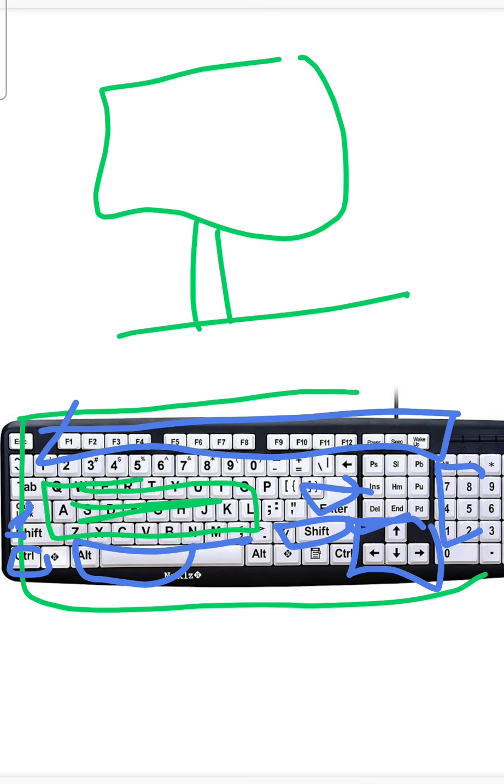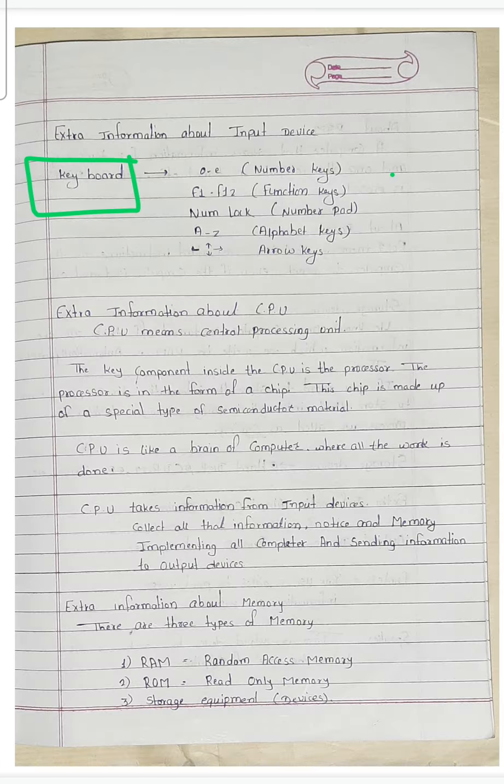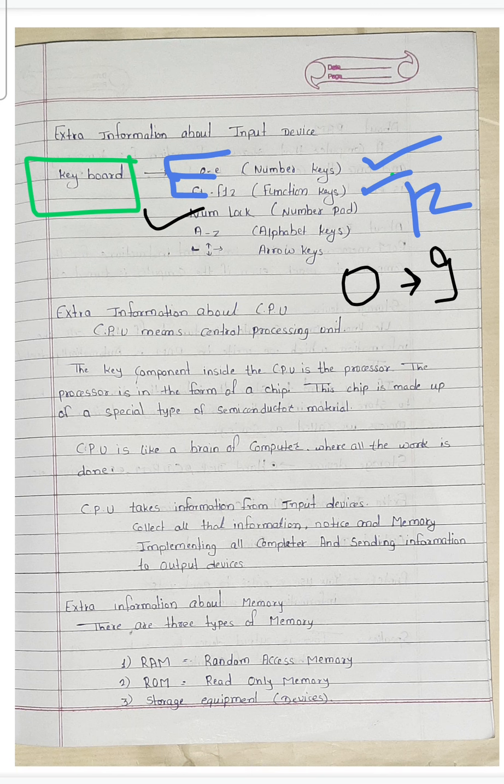So let's see what is said on this topic in the handwritten notes. I showed you the image of a keyboard; there are number keys from 0 to 9. Function keys are 1 to 12, which means there are 12 function keys present. Then the numlock keys are 0 to 9. A to Z are the alphabet keys, and these are the arrow keys, which show the direction where you have to move.